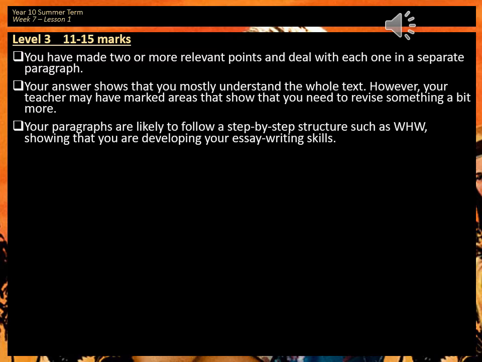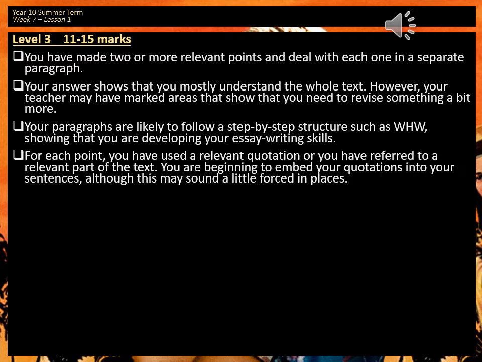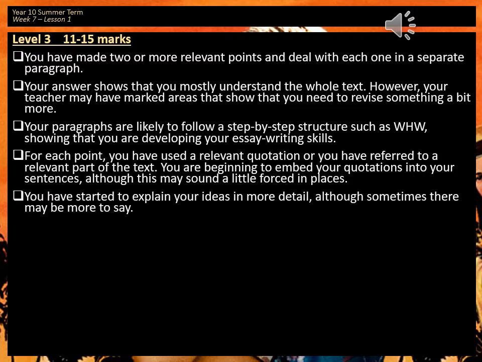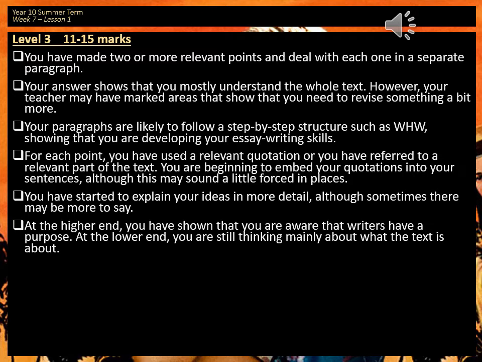essay writing skills. For each point, you have used a relevant quotation or have referred to a relevant part of the text. You are beginning to embed your quotations into your sentences, although this may sound a little forced in places. You have started to explain your ideas in more detail, although sometimes there may be more to say. At the higher end, you have shown that you are aware that writers have a purpose. At the lower end of this band, you may still be thinking mainly about what the text is about.